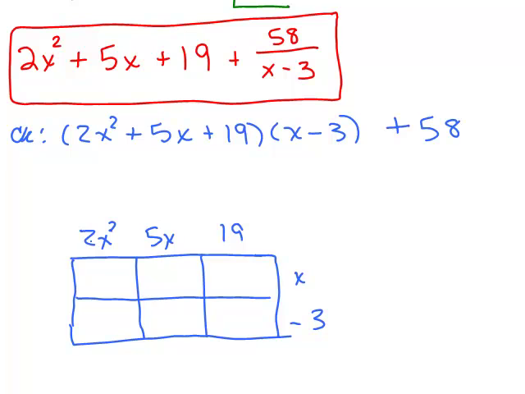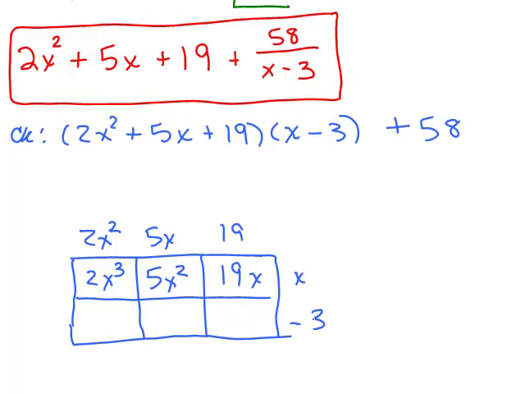And then I just multiply everything up here by everything on the side. So 2x squared times x is 2x cubed. 5x times x is 5x squared. 19 times x is 19x. By the way, that's just the distributive property of x times 2x squared plus 5x plus 19. So it's like taking that x and distributing it to this whole thing.